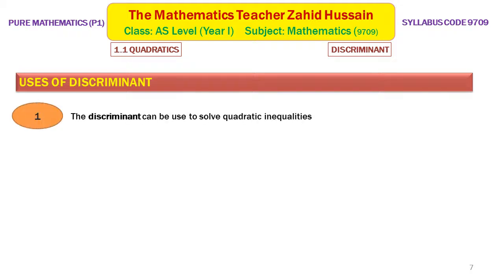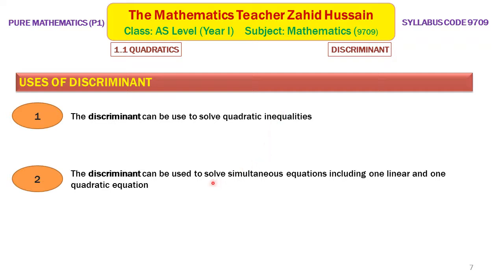Uses of discriminant. Discriminant can be used to solve quadratic inequality. And discriminant can be used to solve simultaneous equations, including one linear and one quadratic equation. When there are two simultaneous equations, such that one is linear and one is quadratic, we can use it to find the value of unknown to solve these two simultaneous equations.